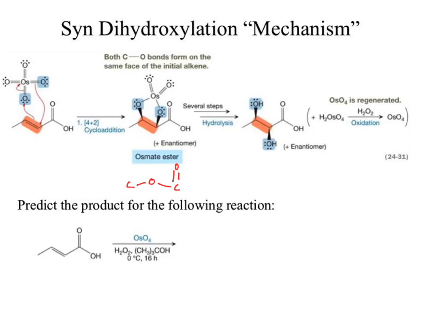The next thing you notice: how much of a mechanism are you responsible for going from the osmate ester to your final product? How many curved arrows do you see? None. Do you think you're responsible for that mechanism? No, you're not. That's why they're not shown. Ta-da! You don't need to worry about it. It's a complex mechanism that deals with a variety of different pieces, and it usually involves some more reagents.